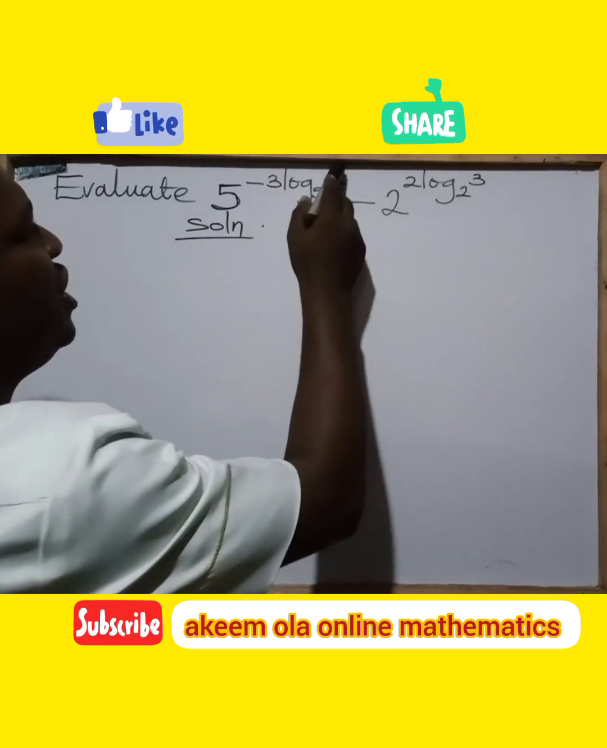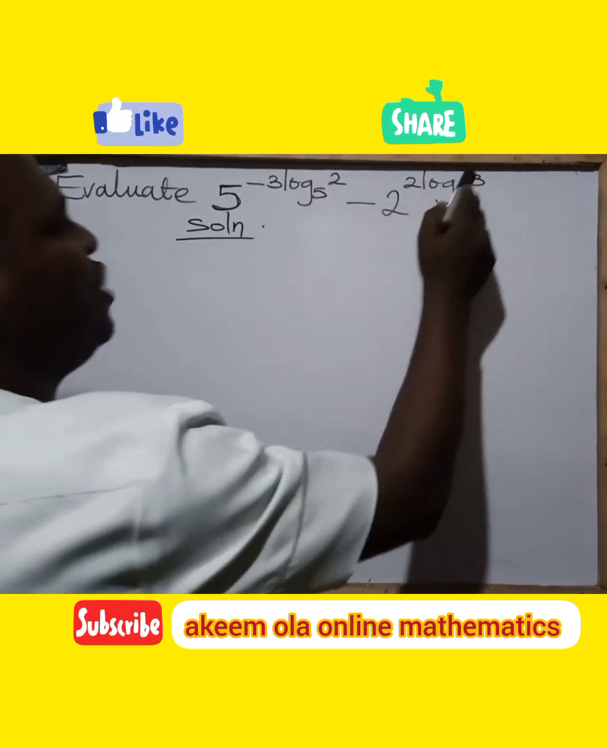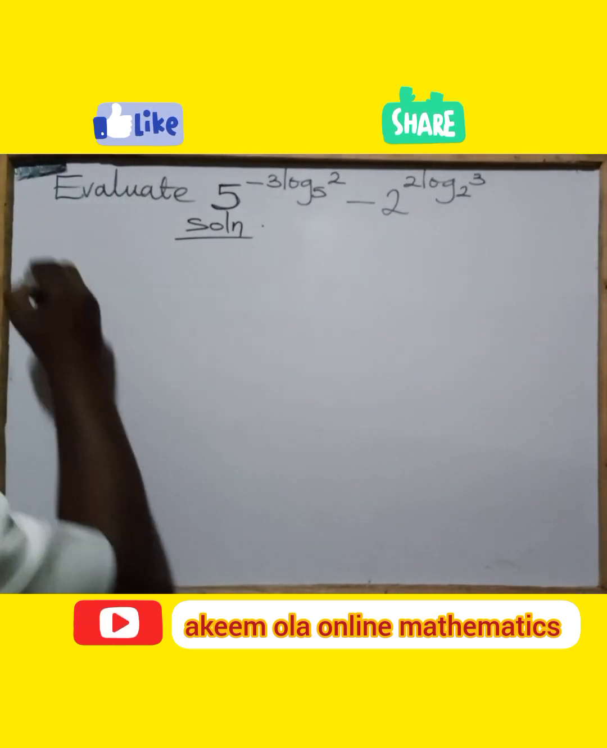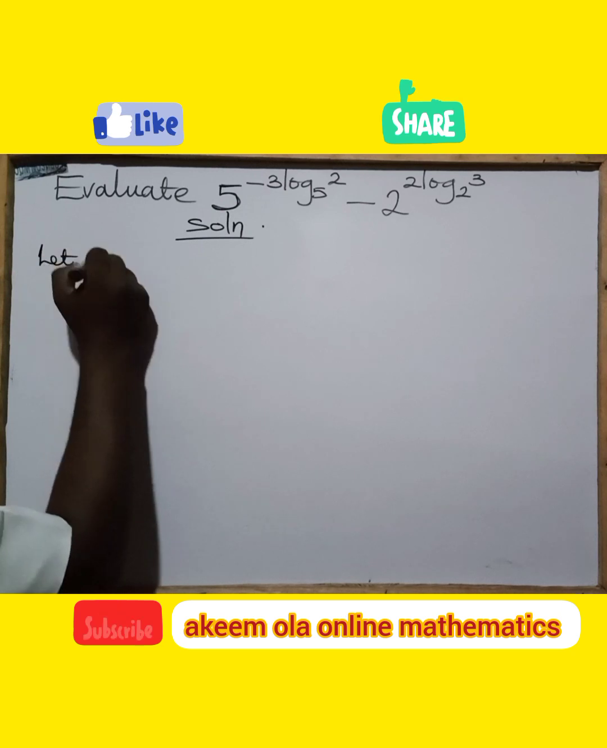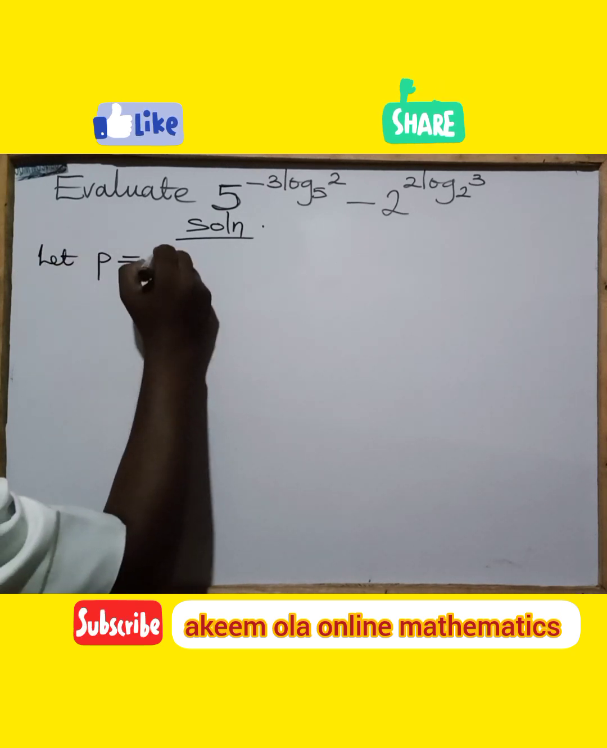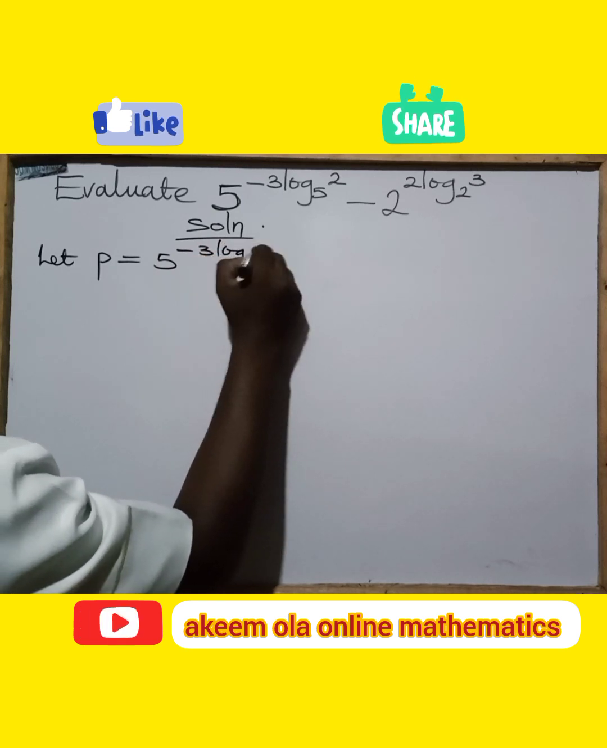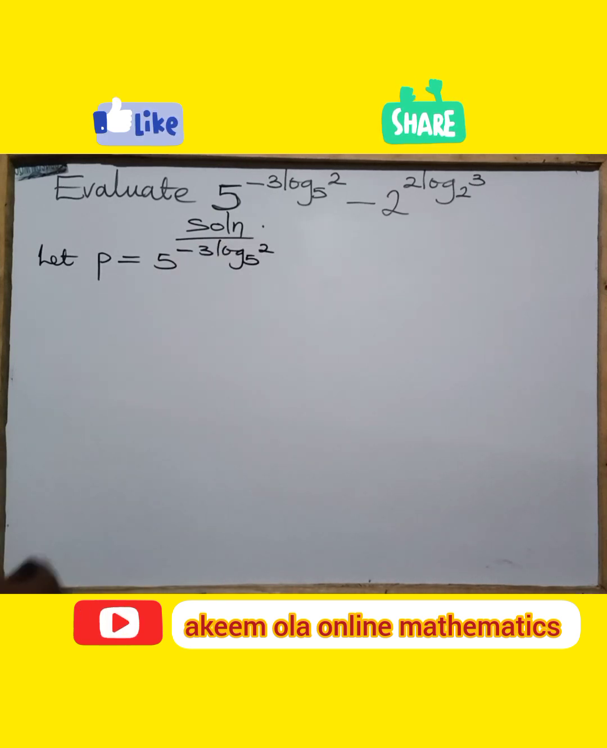As in, we can use a letter to represent this. We can use another letter to represent this. So I can write, let P is equal to 5 raised to power minus 3 log 5, 2. I have that. Still complex, still difficult to do.